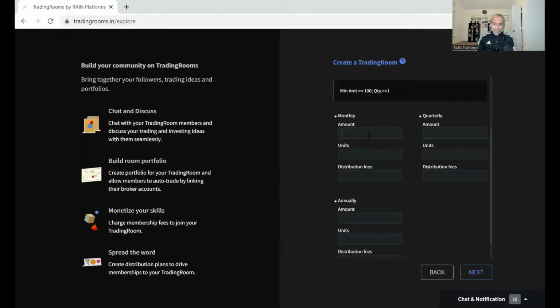So here, what you want to do is specify how much the person needs to pay on either a monthly, quarterly, annually, or any combination of all three basis in order to access your room. So I'm going to say the person has to spend, let's say, 100 rupees per month, and the amount has to be at least 100. So I'm going to make it 100. And I'm going to say this corresponds to 1 unit. And out of the 100, I'm going to share, let's say, 10 rupees. And so that's going to be the distribution slab.